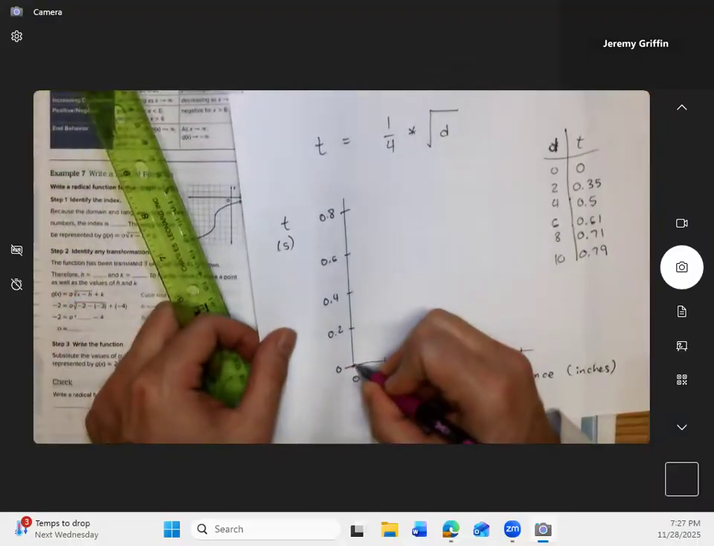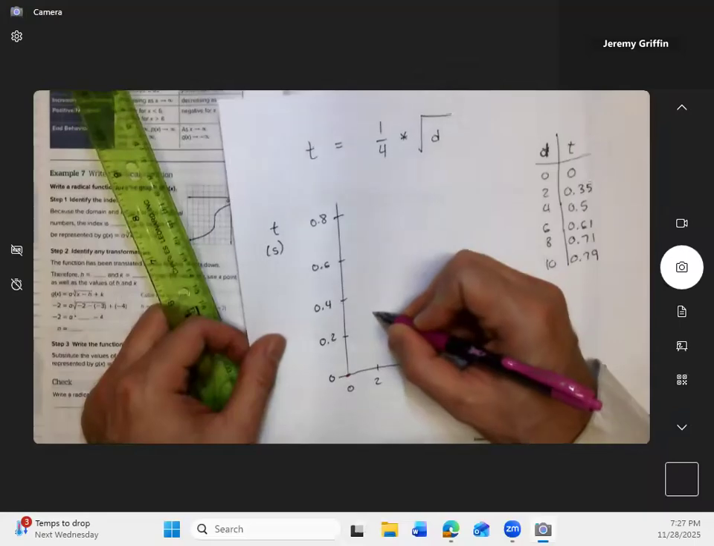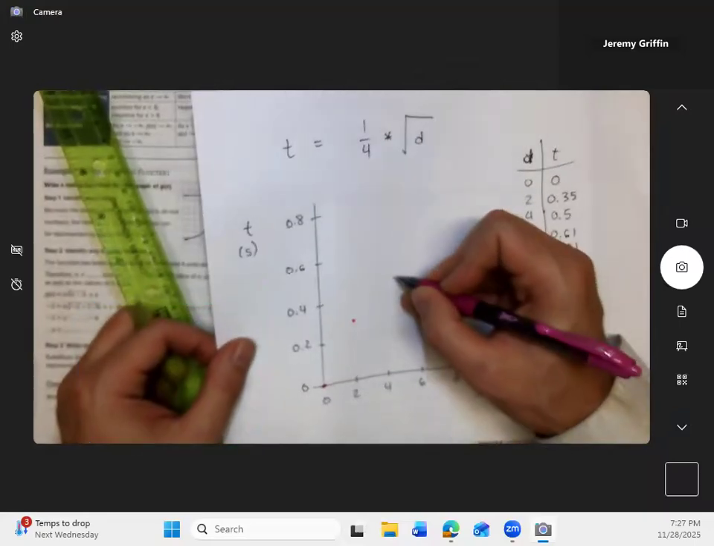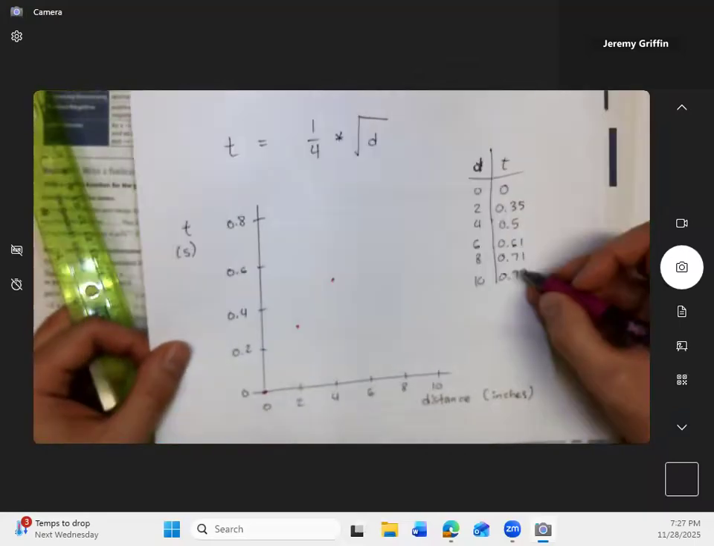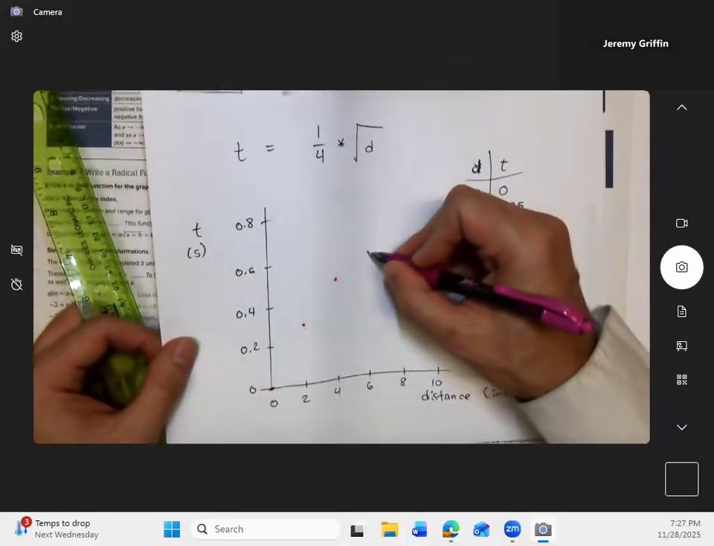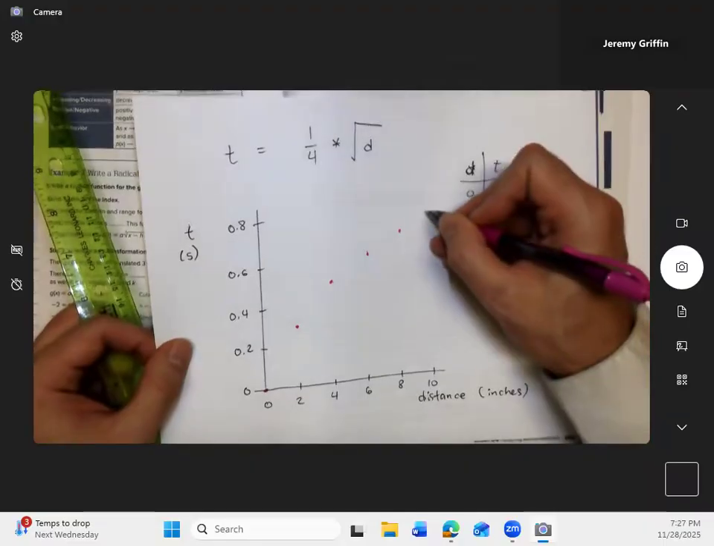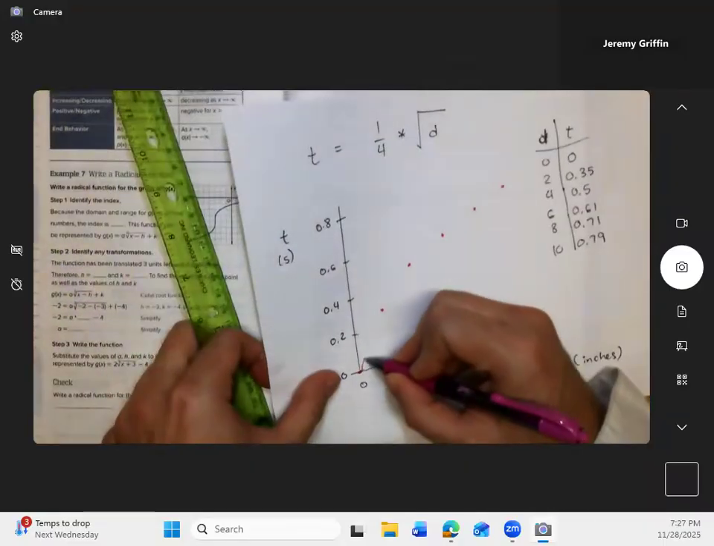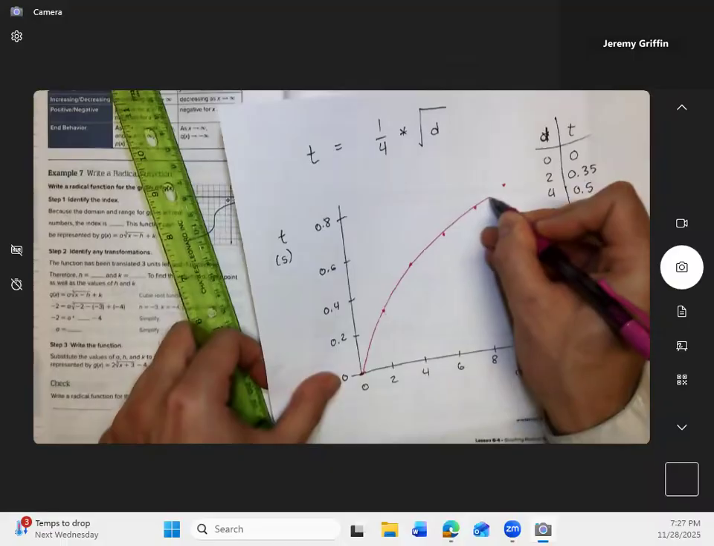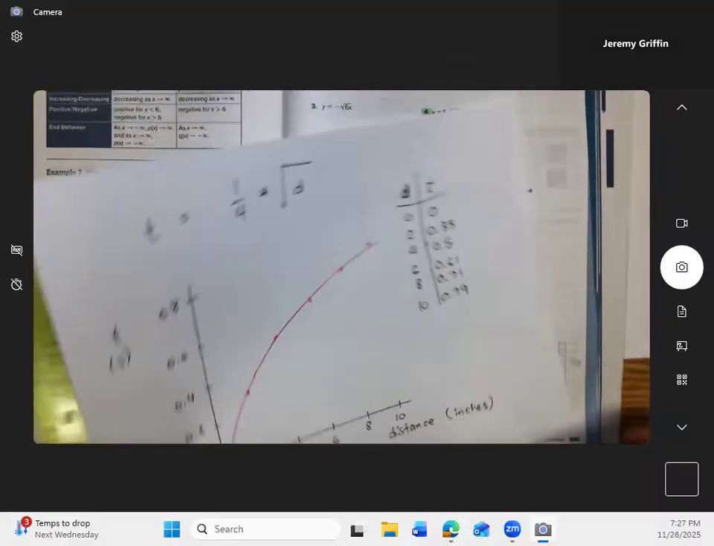So 0, 0, right, 2.35, 4.5, 6.61, 8.71, 10.79. Yeah, look at that. That's a nice square root looking graph. Oh yeah.